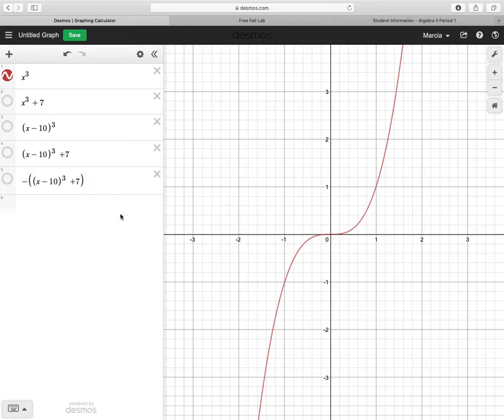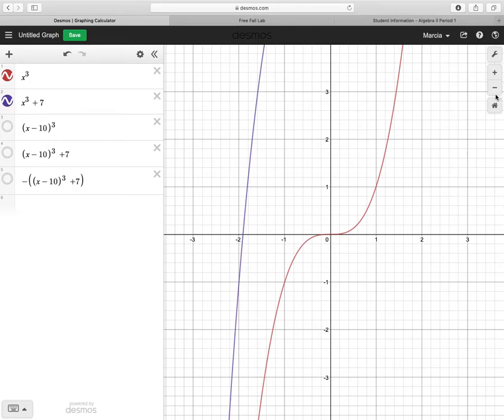So let's go ahead and see what would happen if we transform this parent function by adding 7 to it. Hopefully you remember in class that whenever we add a number to a function, if we add to that function without intruding on the operation itself, it just slides this function up. If we subtract, it slides the function down. So let's go ahead and activate that one and have it be on the screen.